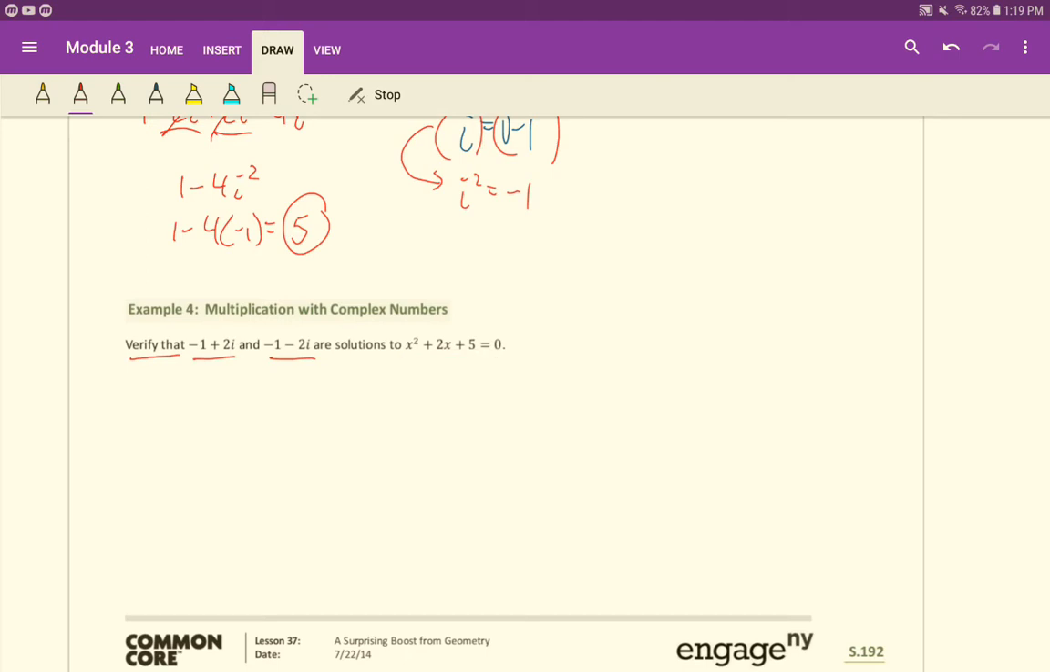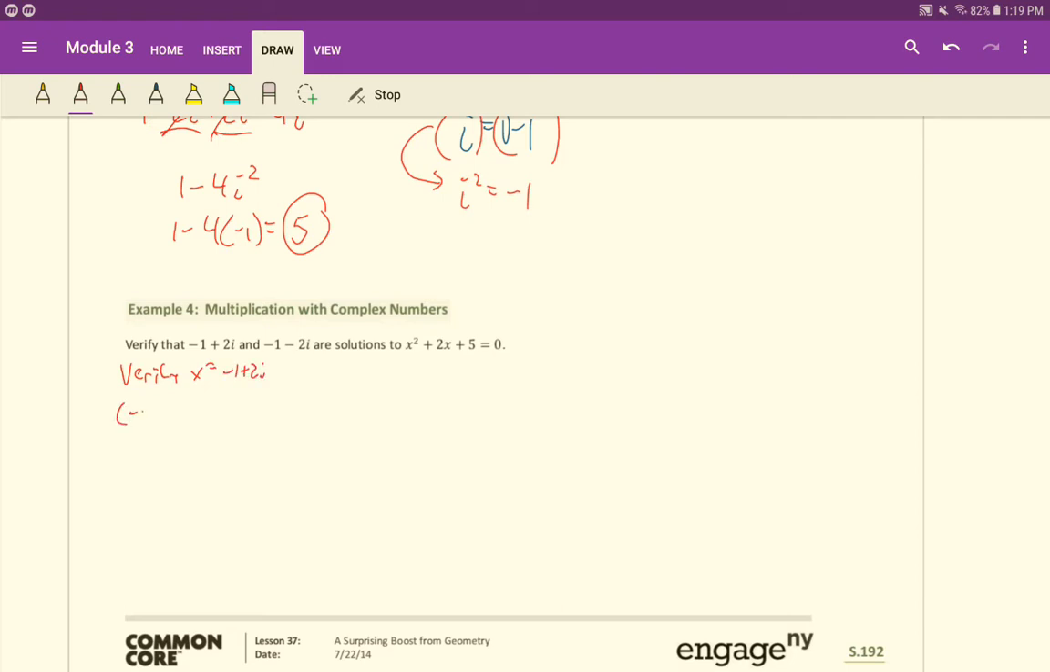Now, how do we verify solutions to an equation? We take these numbers and we plug them in for the x's here and see if we end up making the equation true. That is, does it equal 0 in this case. So let's do that. We'll plug this one in first. So we're going to check, or we'll verify, x equals -1 plus 2i.